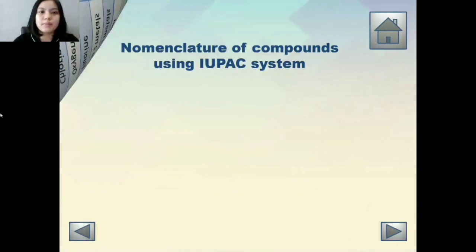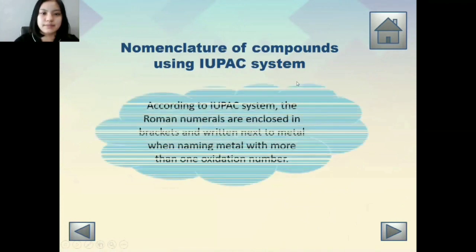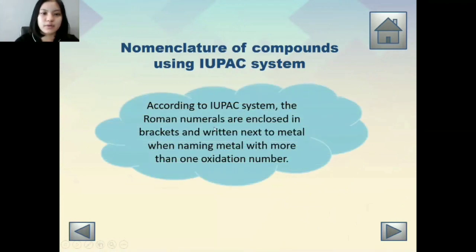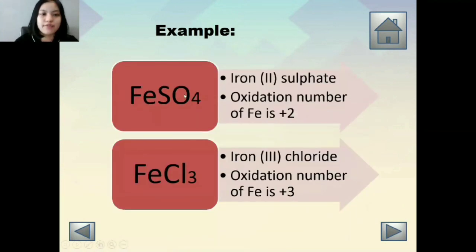The nomenclature of compounds is very important in this topic, using the IUPAC system. According to the IUPAC system, the Roman numeral must be enclosed in brackets and written next to the metal when naming a metal with more than one oxidation number. Look at this example. For FeSO4, the nomenclature is iron(II) sulfate, because the oxidation number of iron is positive 2. For FeCl3, the nomenclature is iron(III) chloride, because the oxidation number of the iron is +3.